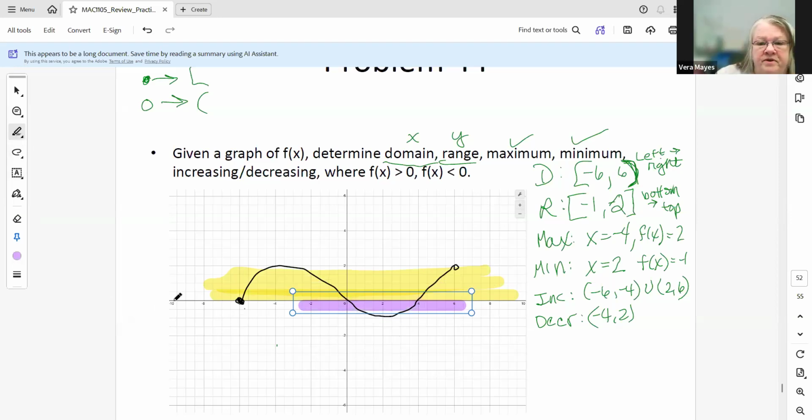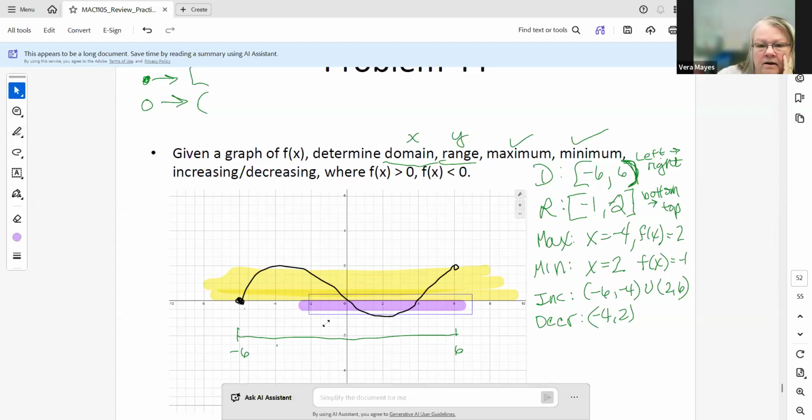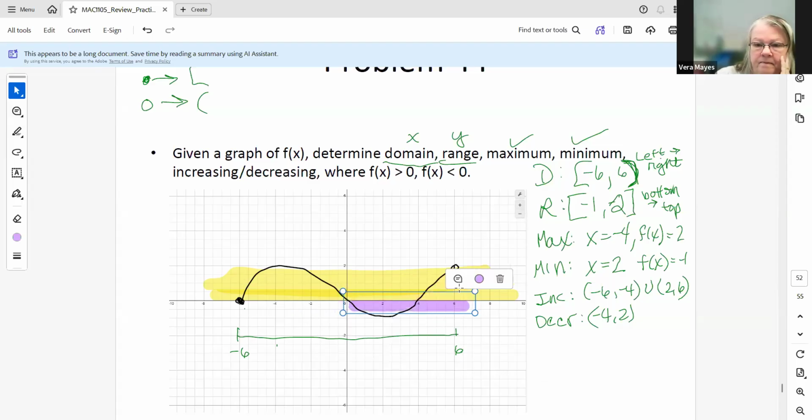Go back to my pen. Starts at -6, ends at +6. All right, let's look at the yellow parts. So it starts here, and, oh, this is too big, I'm sorry. It's only negative over here. All right. So it's yellow, starting at -6 until 0. Then from 0 to 4, it's purple. And then from 4 to 6, it's yellow.